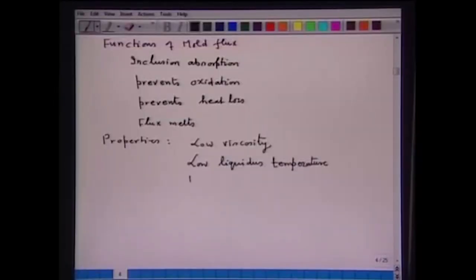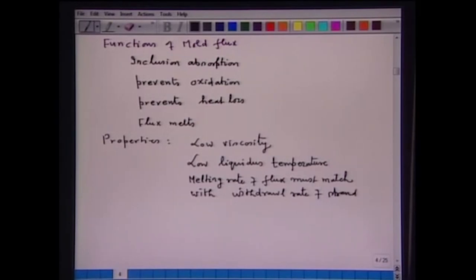Then the melting rate of flux must match with the withdrawal rate of strand. What does it mean? Flux is added all the time, it gets molten, and as the partially solidified strand is withdrawn through the bottom of the mold, the liquid flux enters into the air gap, and to some extent it may be entrained along with the solid shell. So, continuous addition of flux is being done so that the top of the liquid is always protected by the slag. That is why the melting rate should match with the withdrawal speed.